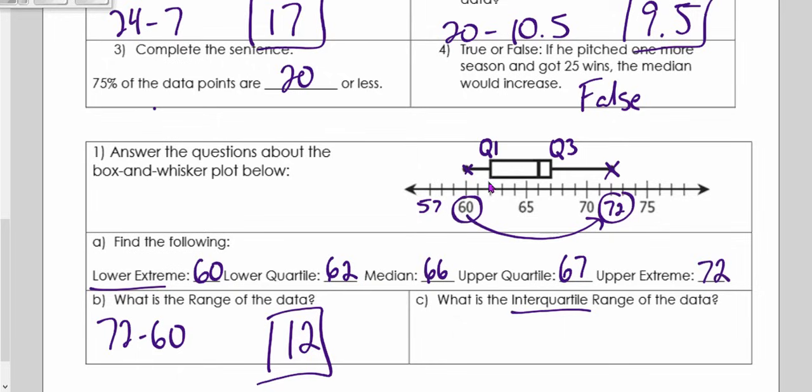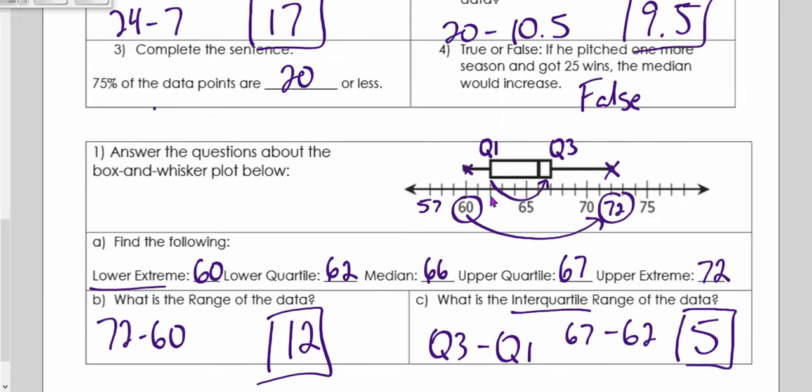Interquartile range is how far is the box going from beginning to end. So it's Q3 minus Q1, or in this case, 67 minus 62, which is 5. And you could just count that out. That is 1, 2, 3, 4, 5 spaces. That's what the interquartile range is talking about. How many spaces is the box?